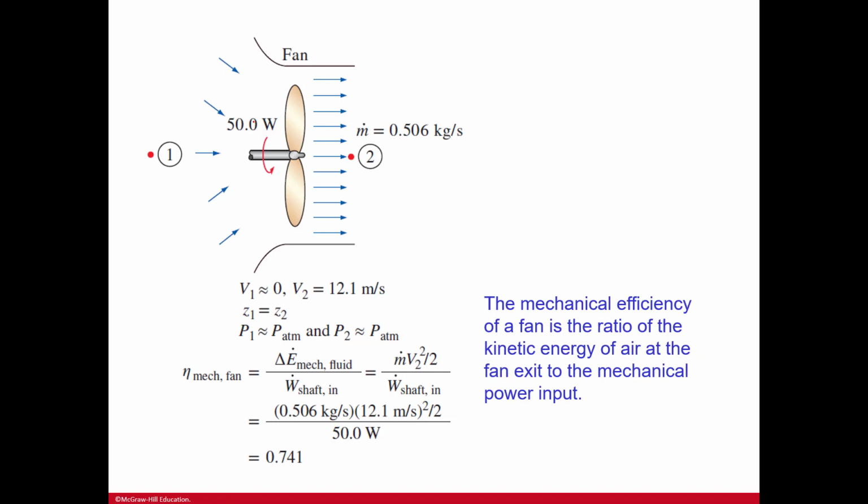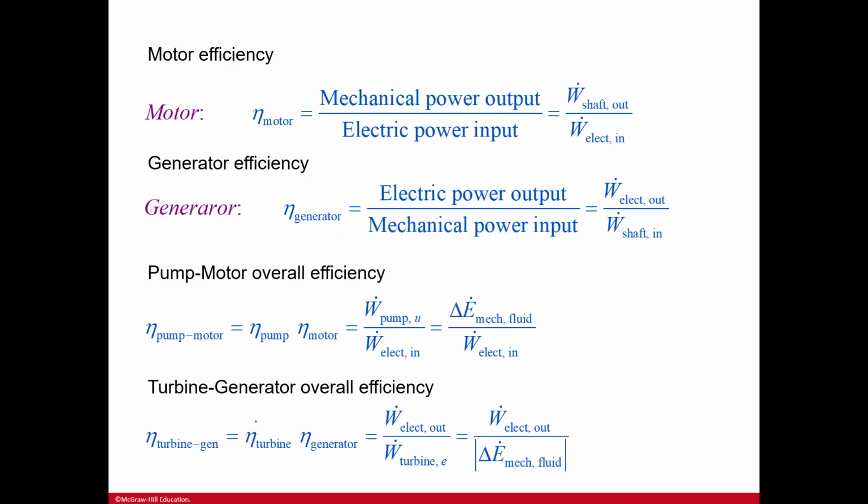And then here you can see these flows coming in from one, and then they all exit pretty uniformly, and we have a mass right here as well. And this is denoting the fan. And so here, the mechanical efficiency of a fan is the ratio of the kinetic energy of air at the exit to the mechanical power input. So it's just out over in. And then this just gives you an idea of plugging in numbers to get to this.